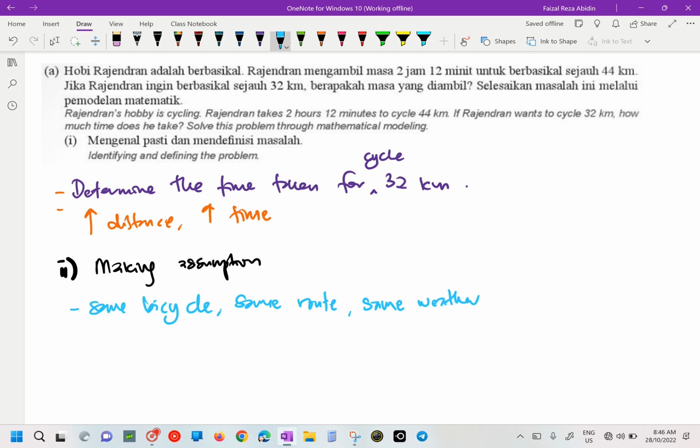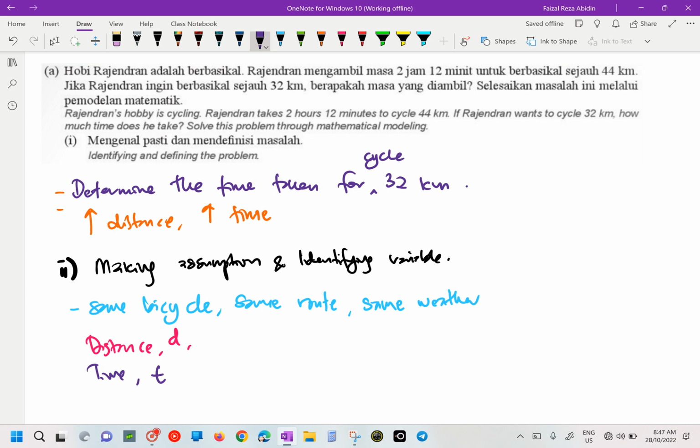Now, we are going to have our variables. What can we have for our variables? Identifying our variables. We are going to have distance first. Distance is going to be D, and the time taken is going to be T. Okay, that's identifying the variables.